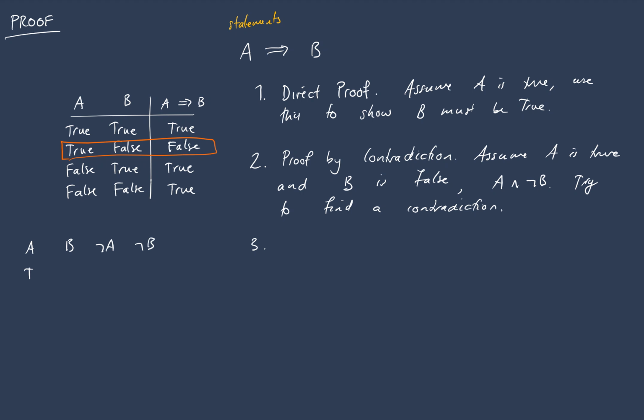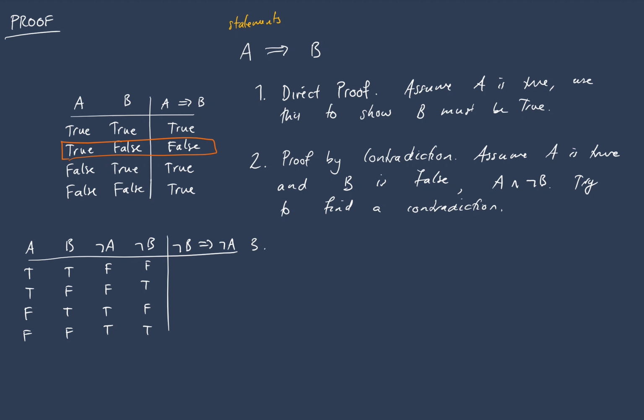So we've got A can be true or false, B can be true or false. Not A is just the negation of A, so it's just the opposite values in each column here. Similarly, not B is going to be the opposite of B. Now what we're going to do is use our previous truth table to look at the implication not B implies not A.